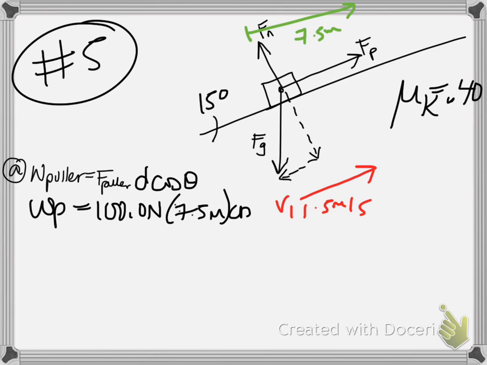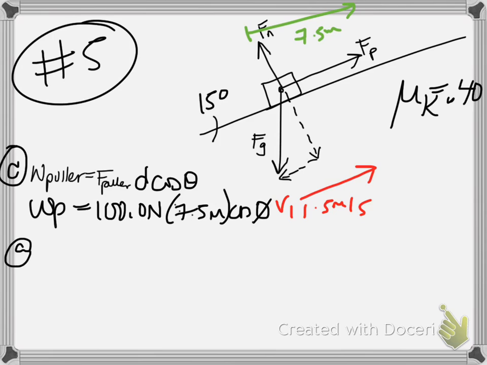Zero. The puller is pulling it parallel to the incline. We have to figure out all the work done by what? The puller, gravity and friction? So this is cosine of 0.